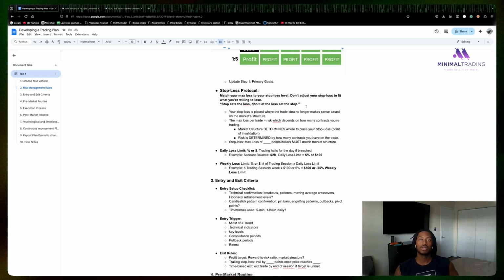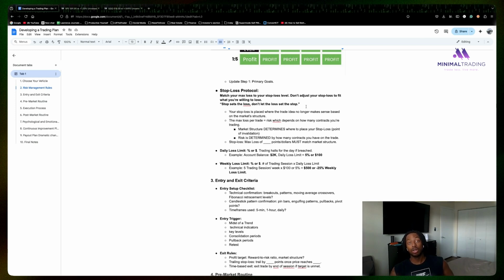What this basically means is do not allow your losers to run to a point where you finally stop out. Allow market structure to tell you exactly where your stop loss is, the point of invalidation of your trade, and that will be your stop loss. Stop sets the loss. Don't let the loss set the stop. So based on market structure or a point of invalidation, when your trade no longer makes sense, that's when you get out of the trade. Do not allow the loss to set the stop. So don't allow your losers to run to a point where the pain of losing so much money is finally your stop loss. Okay, that's how you blow up an account real quick.